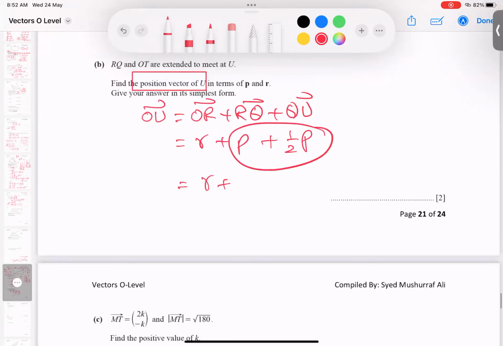And from here, I can take the LCM, and the LCM is 2, students. So 2 multiplied with R gives 2R, and this is a 2 match. So 1P copy. And finally, you've got R plus, 2 plus 1 is 3. So 3 by 2 P. Alhamdulillah.